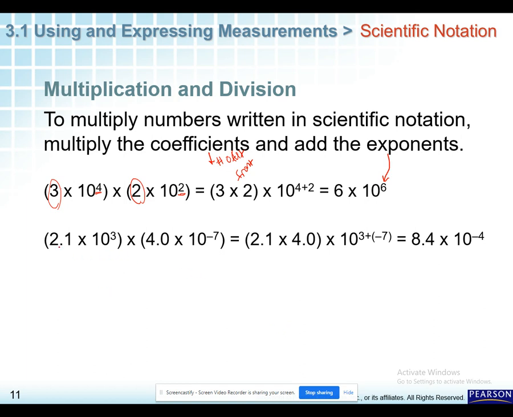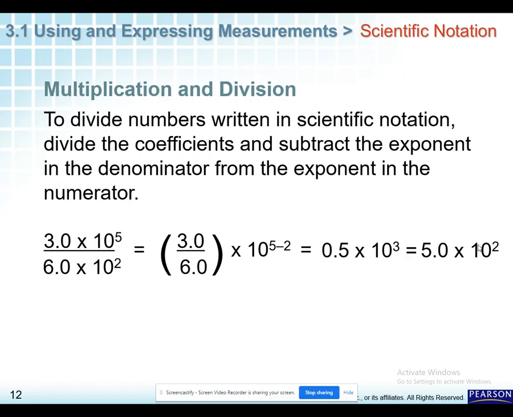Here's another example. 2.1 times 10 to the third times 4.0 times 10 to the negative seventh. Again, you multiply the numbers out front, 2.1 and 4, and you get about 8.4. And then these exponents, you have to add them. So 3 plus a negative 7. So 3 plus negative 7 gives you a negative 4.